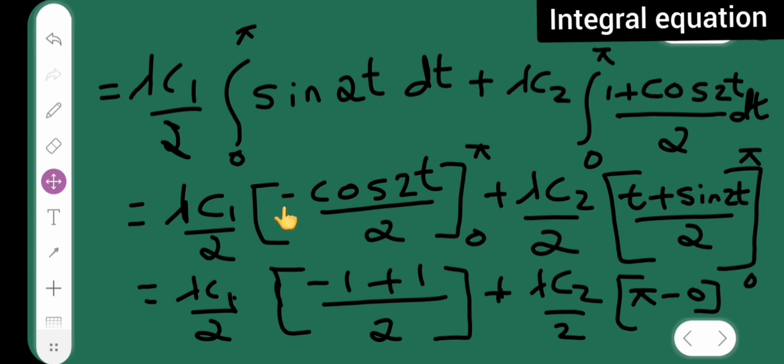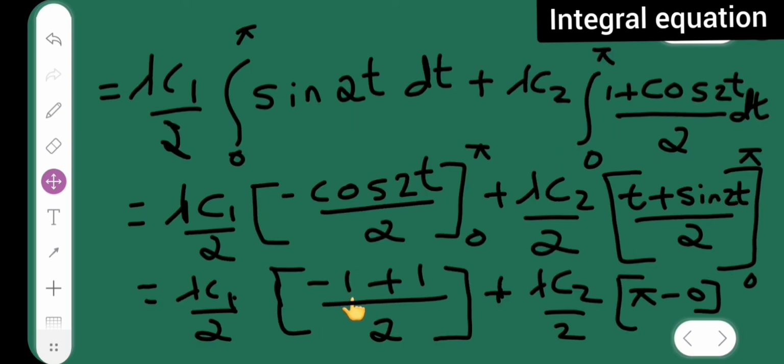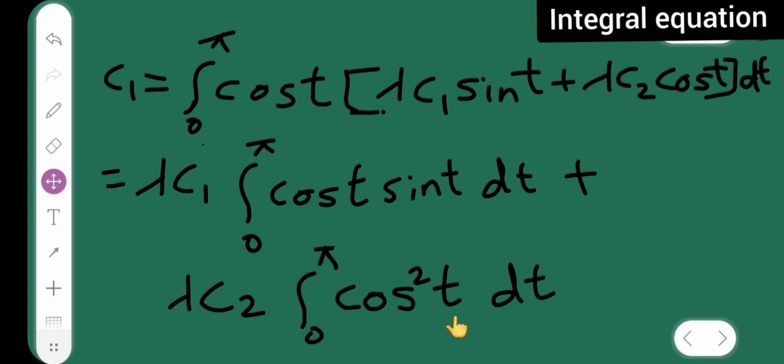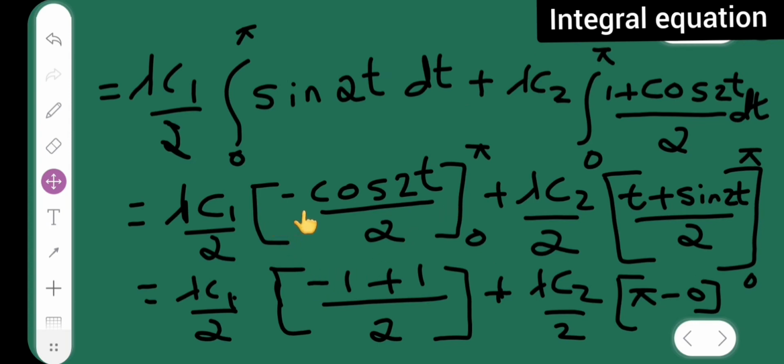What is this minus will be for both. Minus cos of 2 pi. Cos of 2 pi is equal to 1, but then this minus was there already, and then upper limit minus the lower limit. Minus cos of 0 is nothing but 1, but then this minus was for both. That's why it becomes plus 1 here upon 2. Now minus 1 plus 1 is 0, so this term will become 0.